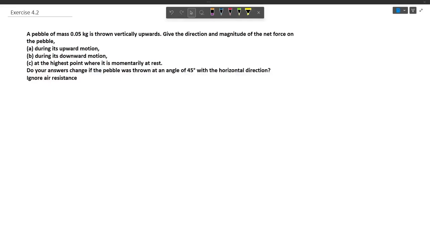The question says that a pebble of mass 0.05 kg is thrown vertically upwards. Give the direction and magnitude of the net force on the pebble during its upward motion, downward motion, and at the highest point where the body is momentarily at rest. And do your answers change if the pebble was thrown at an angle of 45 degrees with the horizontal direction? Ignore air resistance. So here two cases are to be discussed: first, when the pebble is thrown vertically upwards, and second, when the pebble is thrown at an angle of 45 degrees with the horizontal.